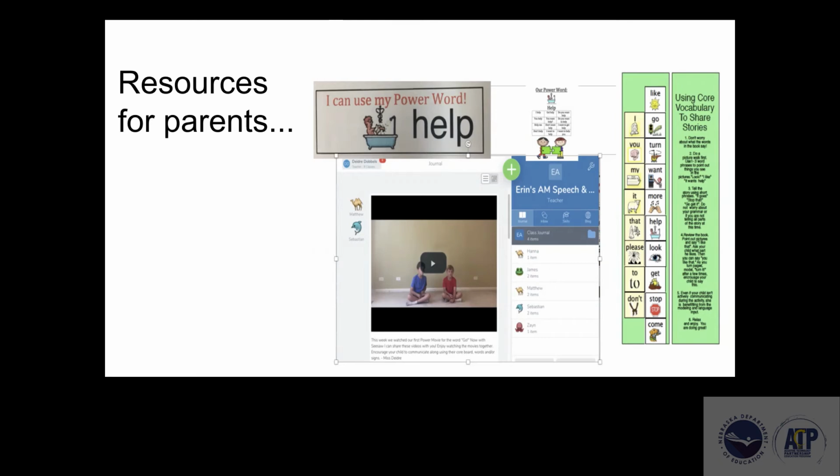And even at the top here, you see, I can use my powerful word help. What we'll do is we will actually print these out and put them on labels, and we'll put them on the student's shirt. So when they come home, they know what the powerful word is that week, even if they didn't go in their backpack.